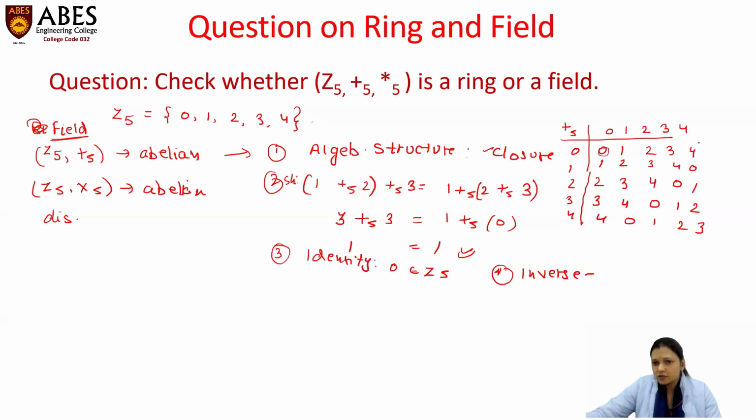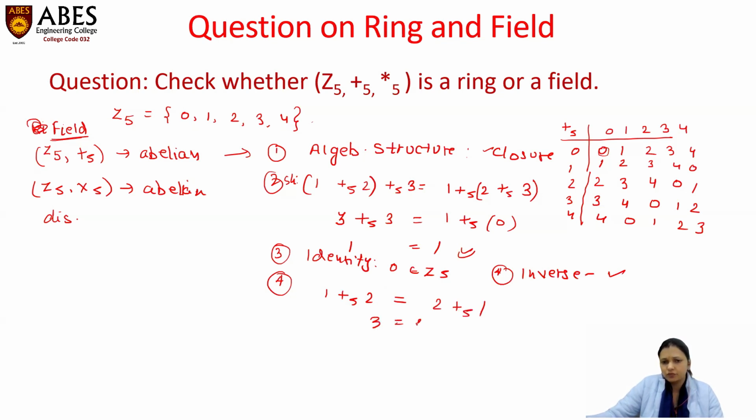The inverse of 1 is 4. The inverse of 2 is 3. The inverse of 3 is 2. The inverse of 4 is 1. So the inverse of each element exists. It is also satisfied. The next property is the commutative property. We can check it by considering any two numbers from this set. So 3 is equal to 3. So the commutative property is also satisfied. So Z5 is an abelian group.